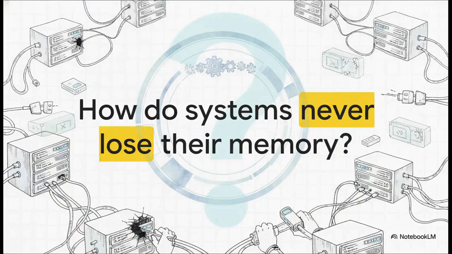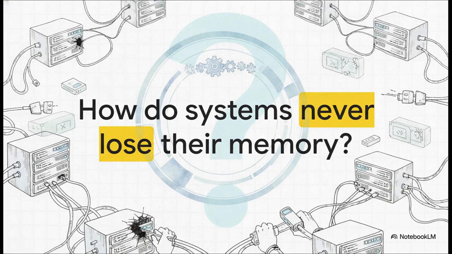So, I want to pose a question directly to all you IT students and cloud enthusiasts watching right now. How do massive cloud systems never lose their memory? Think about it for a second. In a sprawling cloud environment, servers inevitably fail, right? Network cables get unplugged, hardware degrades, it happens. Yet the overall application just keeps running flawlessly without forgetting its configurations or losing its place.